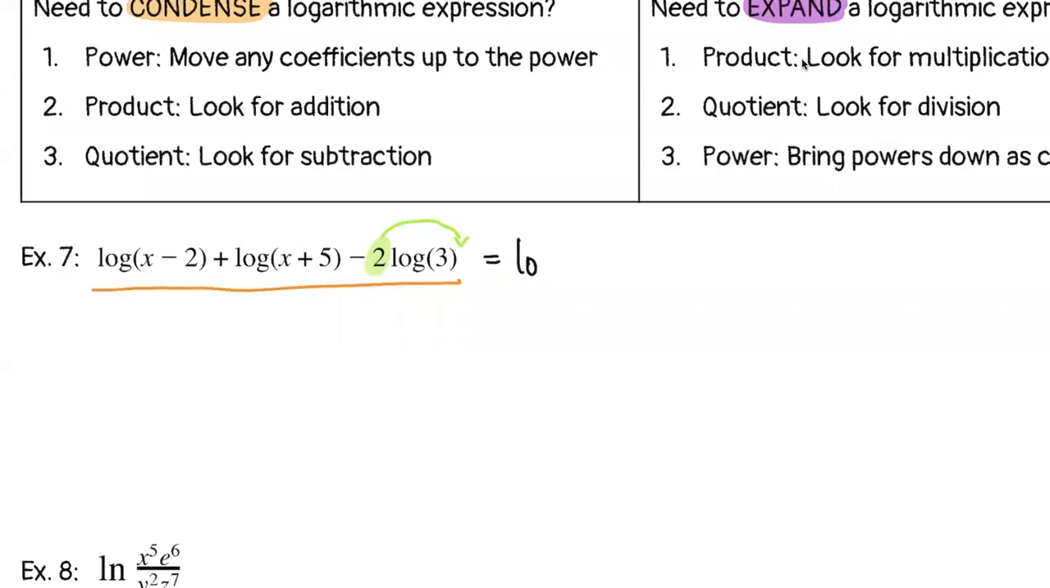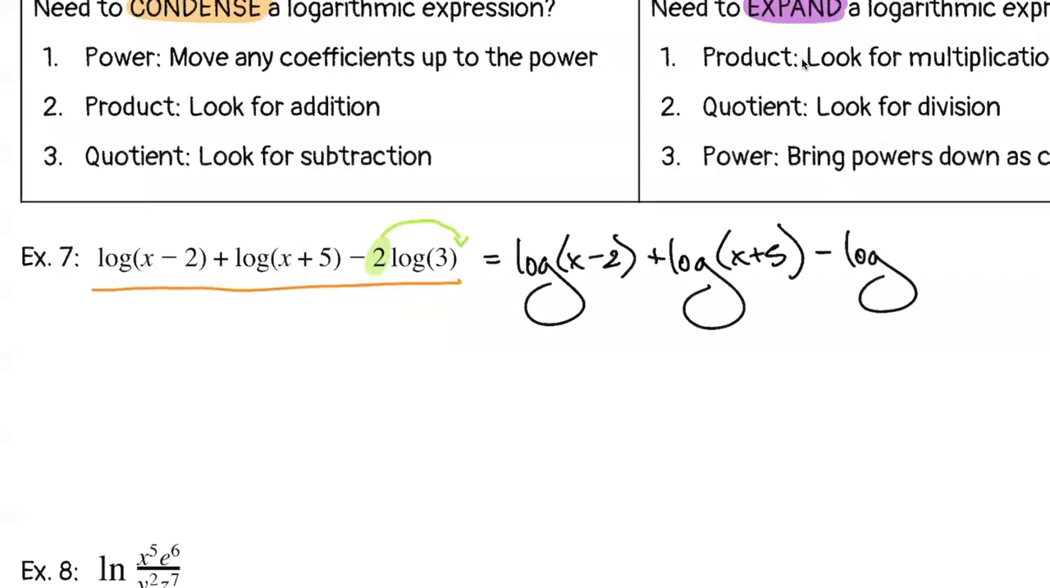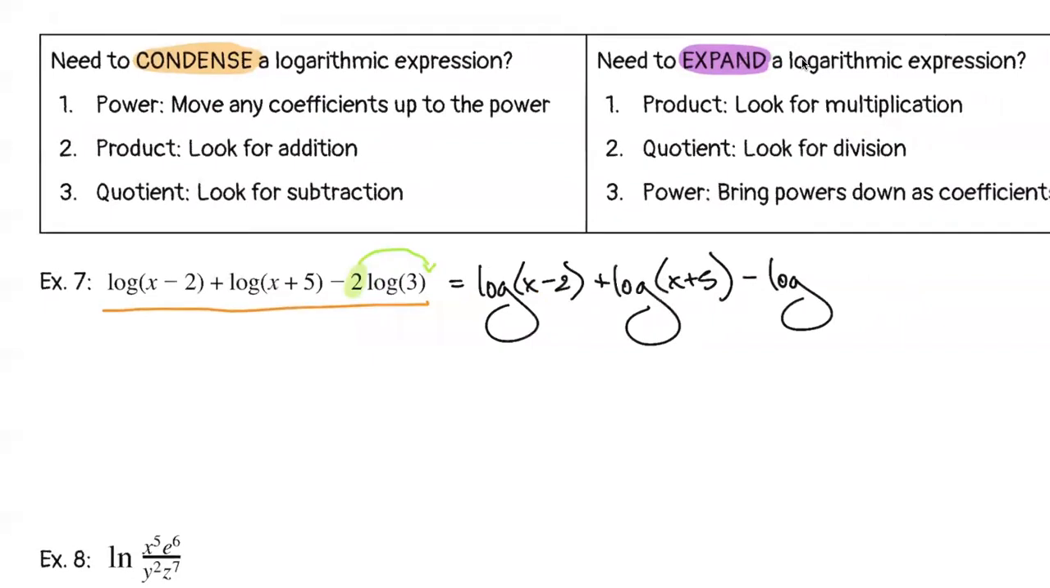All right, so I've got log of x minus 2 plus log of x plus 5 minus log of what? What is my last log going to be of? Exactly. 3 squared gives us 9. Okay. So we've done the power. Now I want you to look for any addition. We're going to turn that into a product.